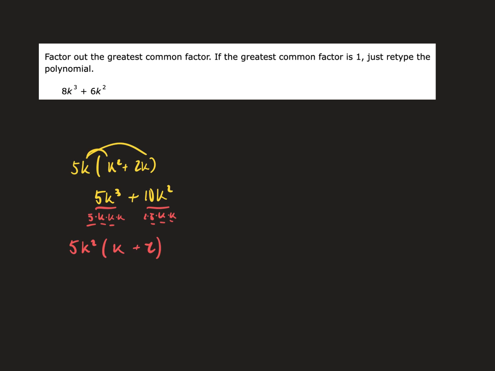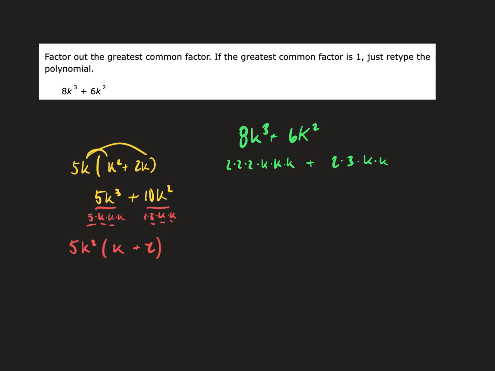So if I have 8k cubed plus 6k squared, one thing you can do again is break it down, that 8 is 2 times 2 times 2 times k times k times k. And then we have plus 2 times 3 times k times k. If you really need to see it all the way broken down, this is one way to do it.